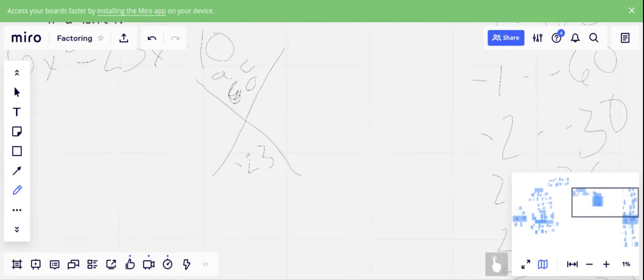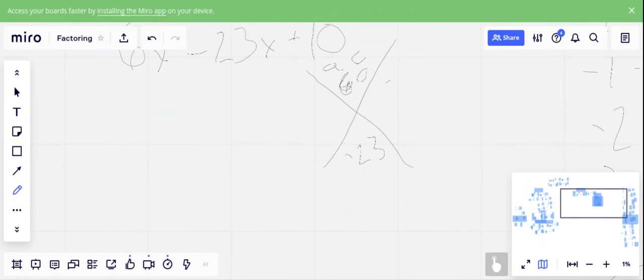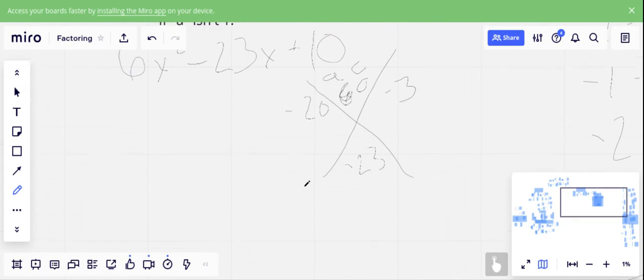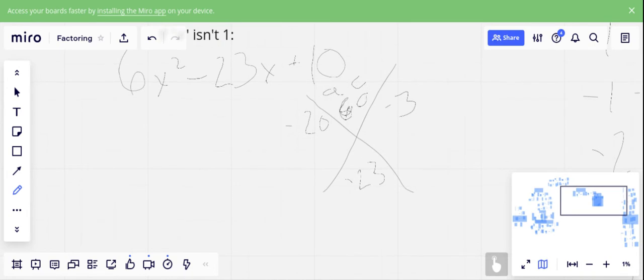So what we have to do with negative 3 and negative 20 is put them in the two sides of the x. Now we have to divide these negative 20 and negative 3 by the a term, which in this case is 6. So let's divide it by 6. We don't divide it just by 6, we have to divide it by 6x. So now we have negative 20 over 6x and negative 3 over 6x.